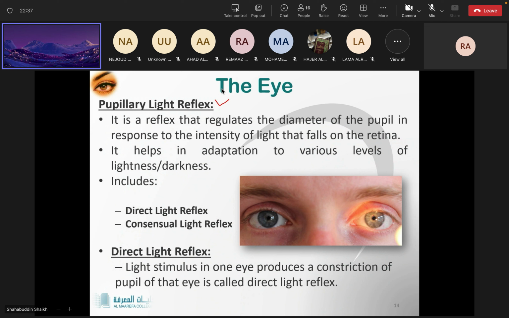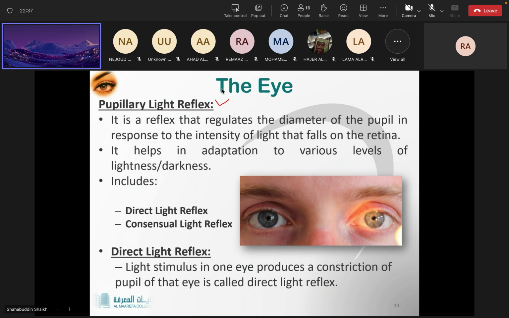The last one you already know, cataract. Okay, so this finishes the major part of our lecture. Do you want a break?